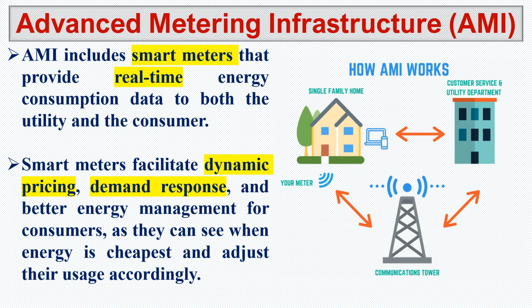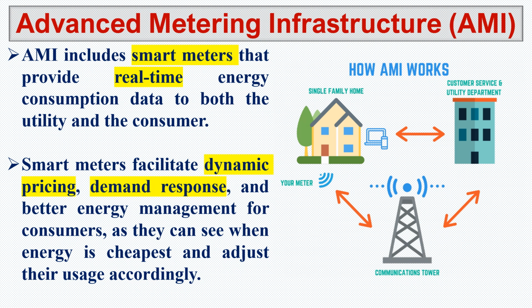Smart meters facilitate dynamic pricing, dynamic response, and better energy management for consumers, as they can see when energy is cheaper and adjust their usage accordingly. This is a very important area, because through smart metering we can have dynamic pricing, and consumers adjust their usage pattern based on the time when the cheapest price is available. In developed countries like Australia and America, they have a dynamic pricing mechanism. Every day they inform whether the electricity is cheaper now, and from the app you can see the price today. If today's price is cheaper, you try to use more today. If tomorrow the price is high, you try to reduce the usage.